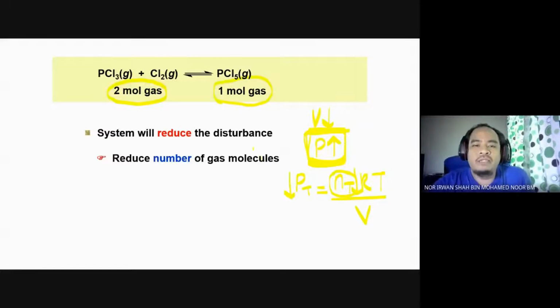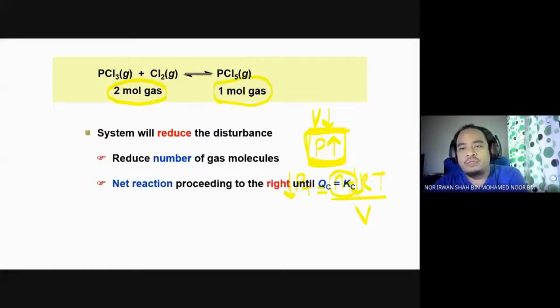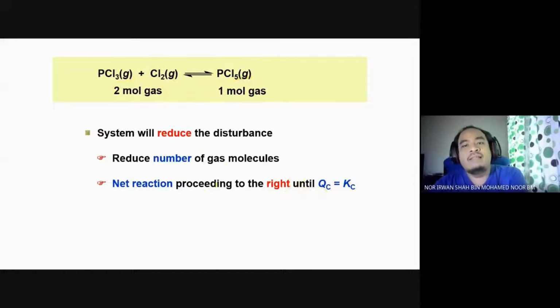So if the system wants to reduce the number of gaseous molecules, which side should the system shift to? Which side, class, reduces the number of gas molecules? Yes, correct. So the system undergoes a net reaction by proceeding to the right, until Qc equals Kc.